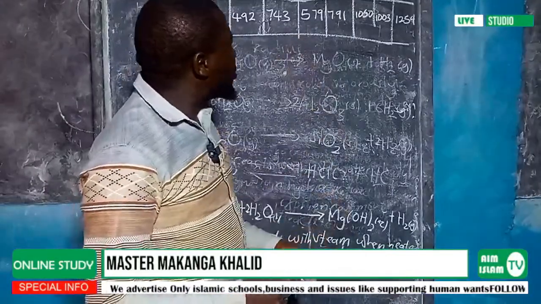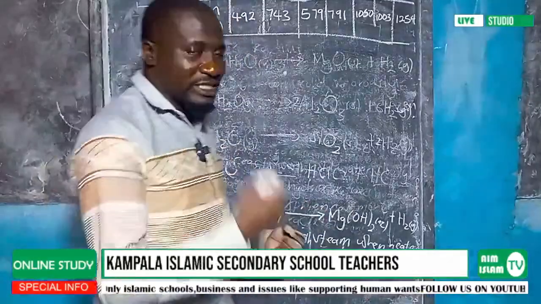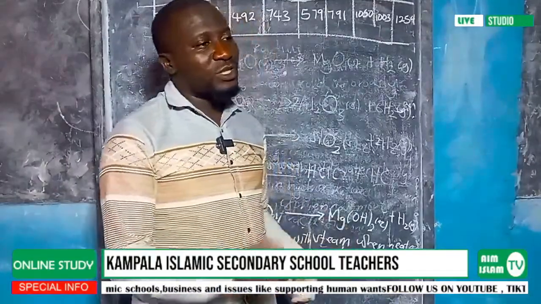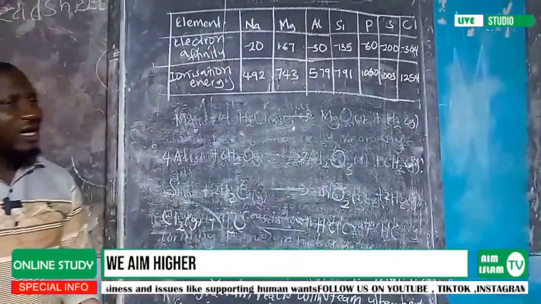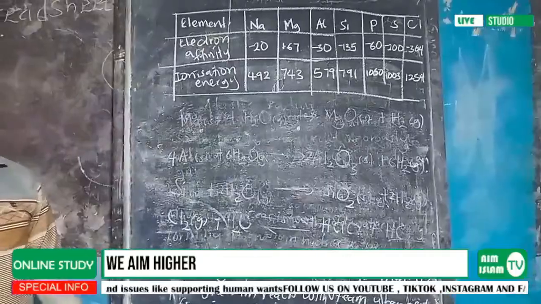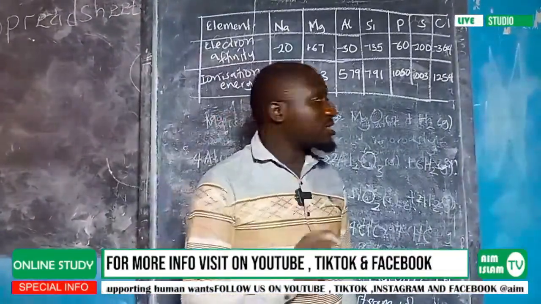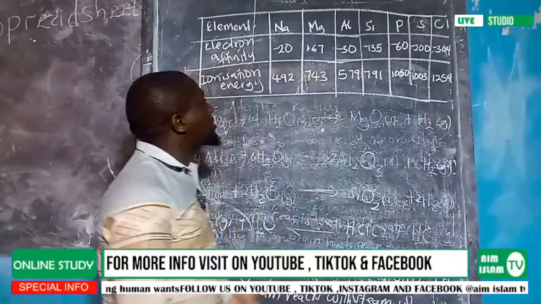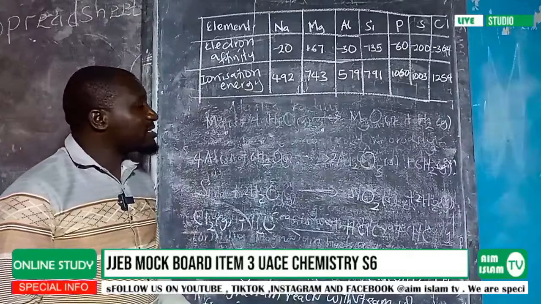Then silicon does not react with the acid when it's dilute, unless when it is concentrated. When it reacts with concentrated hydrochloric acid, forming hexafluorosilicic acid. But the condition required is to react with the dilute acid. Phosphorus, sulfur, and chlorine, for them, they don't react with it.